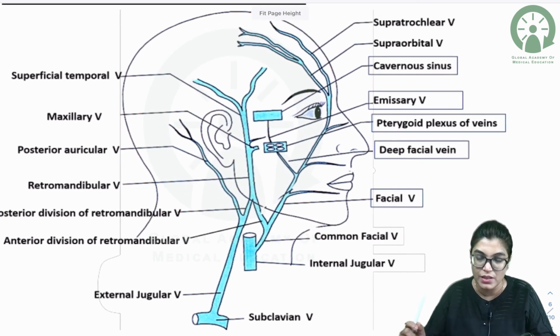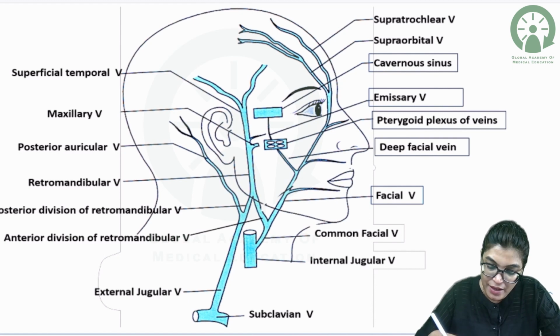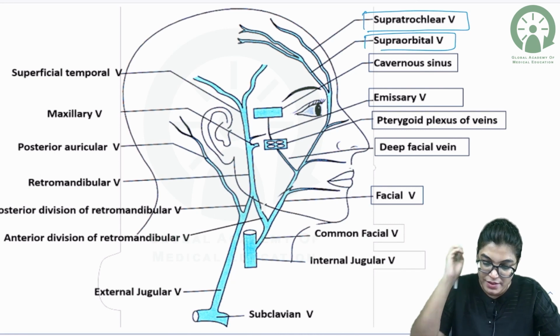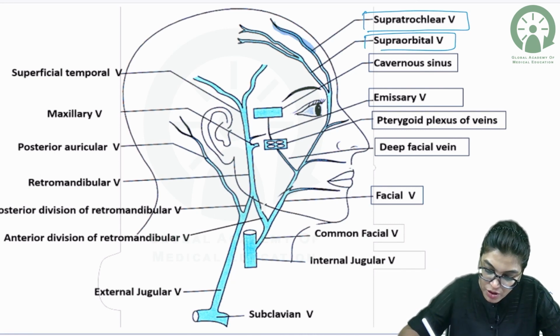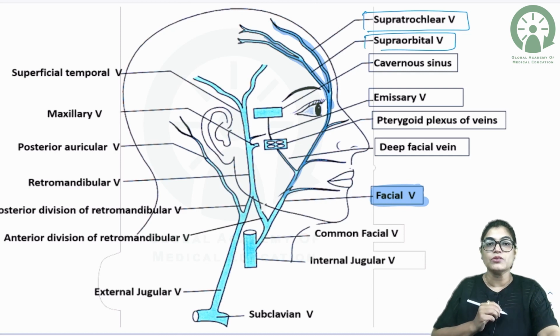See here, I'm just enlarging it. Just concentrate on this diagram. What you can see, the supratrochlear and the supraorbital vein, these two join here towards the medial side of the eye and ultimately lead to the formation of the facial vein. So this is how the facial vein is formed, and the facial vein is the largest vein.